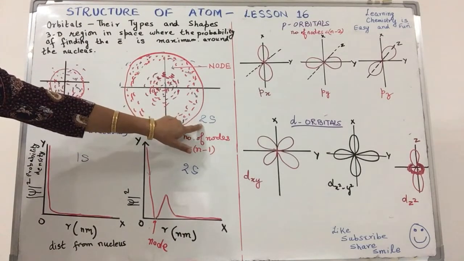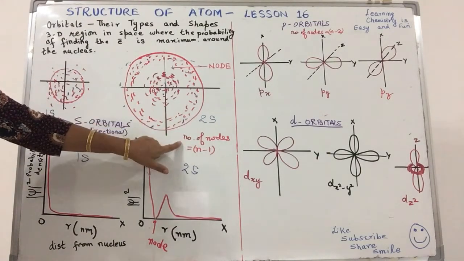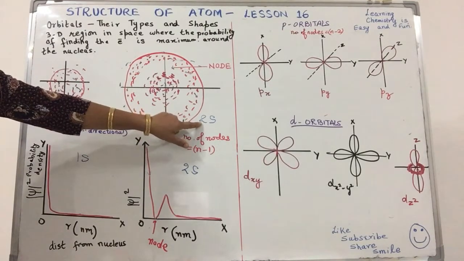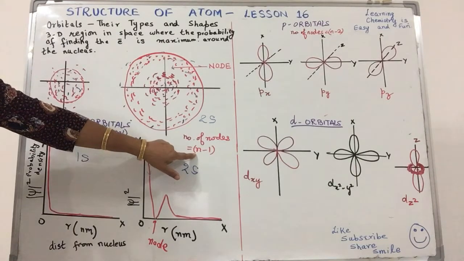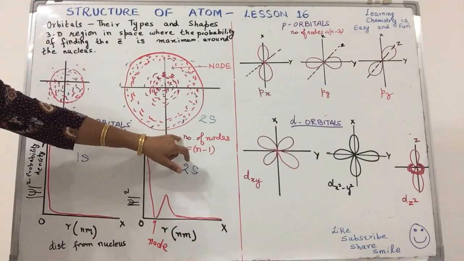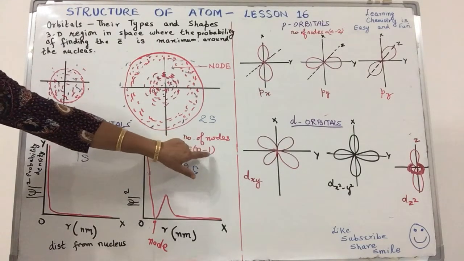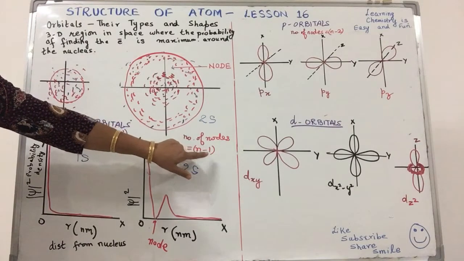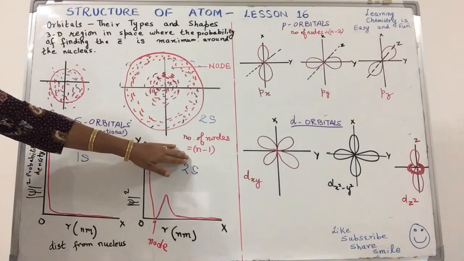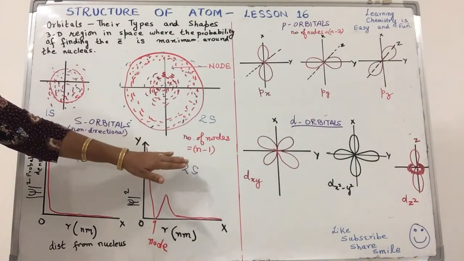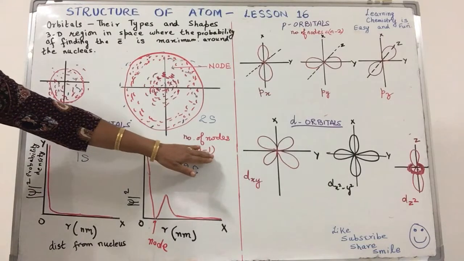So for S orbital, how many nodes will be present? So if it's 2, the number of nodes is 1. So we give a general representation for S orbitals. The number of nodes is equals to n minus 1. What is n? The number of the orbit for now, because we have not yet introduced the concept of quantum numbers, so I'm not talking about that at present. So for your simple understanding, the number of nodes is n minus 1.